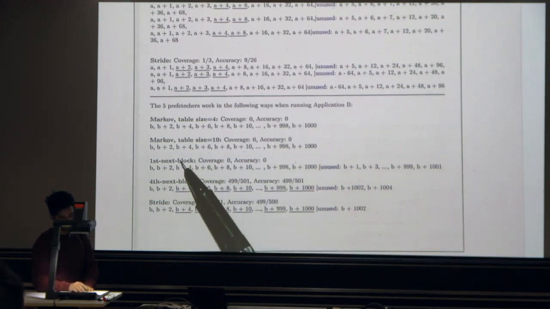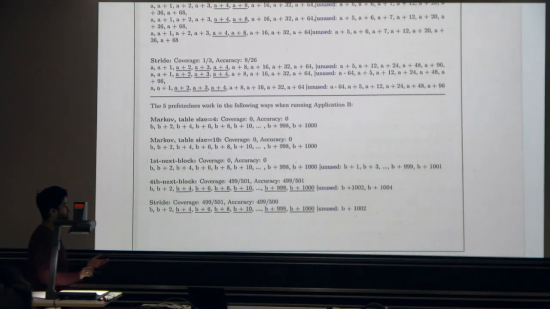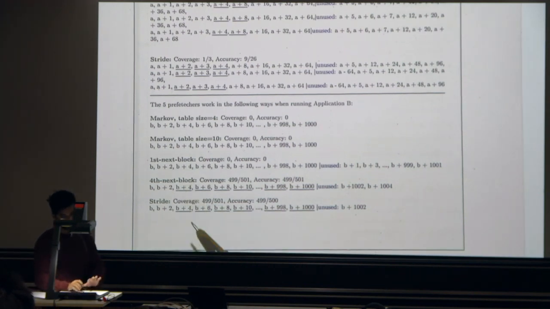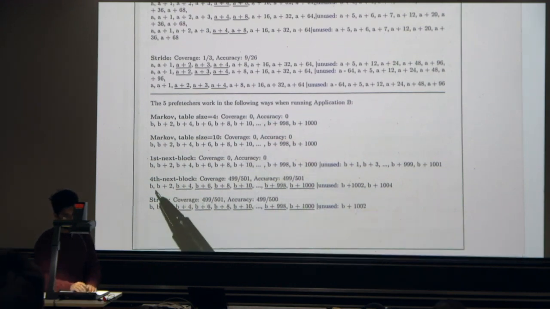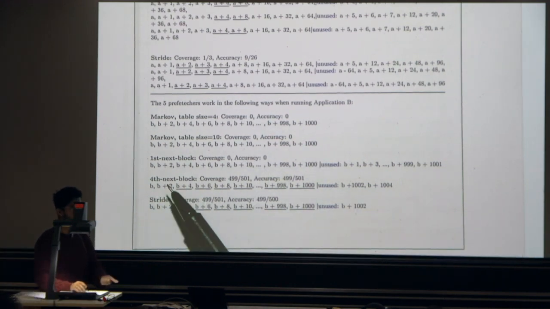Okay. Now let's go to the next block. The first next block, well, we are not doing the first next blocks anyway. Again, 0. Fourth next block, some of them can be covered. So let's see. So b plus 2 doesn't have any candidate to issue prefetch for this guy.